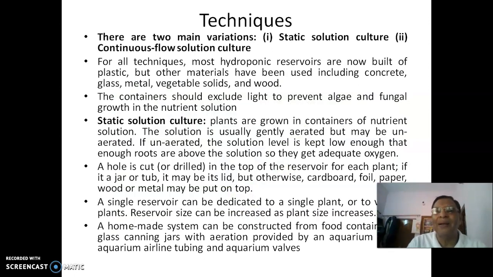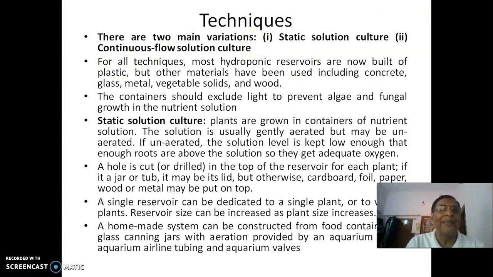Next, techniques. There are two popular techniques. There are two main variations in hydroponics. One is static solution culture. Here you can see static solution culture. Another one is continuous flow solution culture.